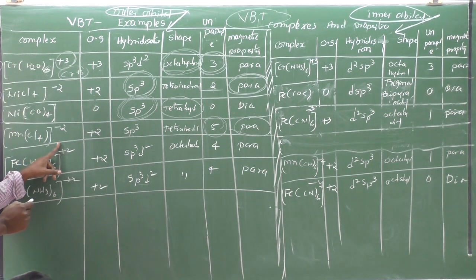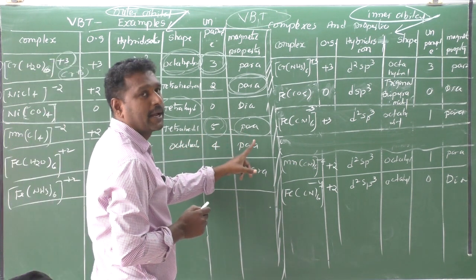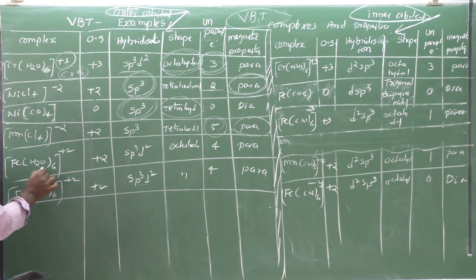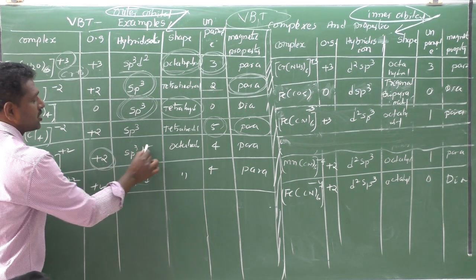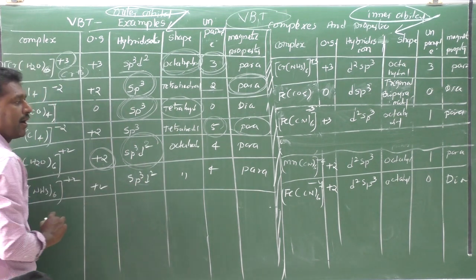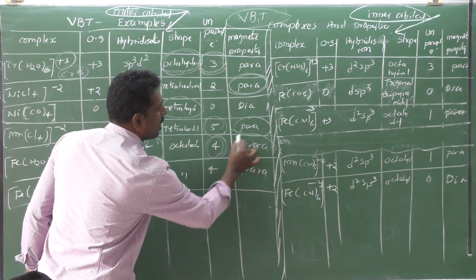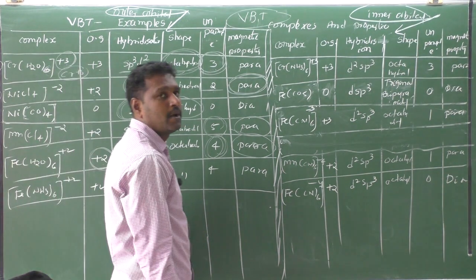So here, MnCl4 2 minus, Mn plus 2, sp3, tetrahedral, 5 unpaired electrons, paramagnetic in nature. After that, Fe(H2O)6 2 plus, here the oxidation state is plus 2, sp3d2 hybridization, octahedral. The number of unpaired electrons is 4. 4 unpaired electrons means paramagnetic in nature.